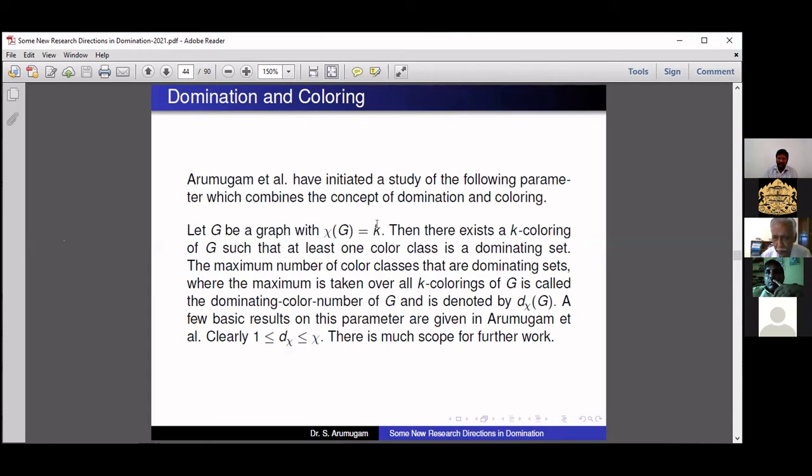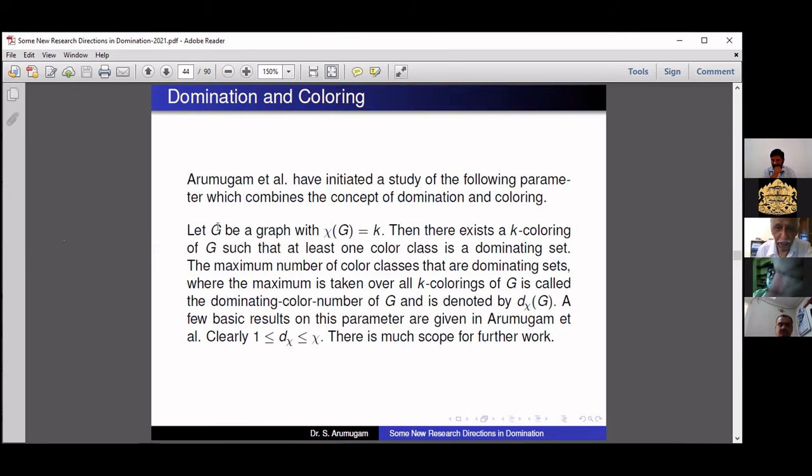Take a graph with chromatic number k. Chromatic number is the minimum number of colors needed to color the vertices of the graph such that adjacent vertices get different colors. So take a graph with chromatic number k. Take a k-coloring of the graph. What's a k-coloring? You are giving colors to the vertices of the graph so that adjacent vertices get different colors. Take the color classes V1, V2, V3, ..., Vk. Each color class is an independent set, because no two adjacent vertices receive the same color.